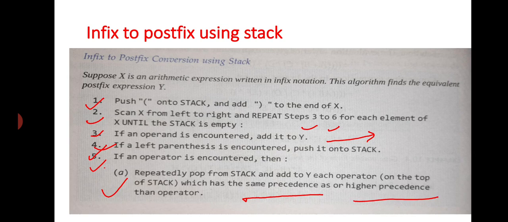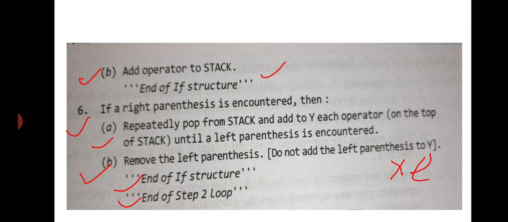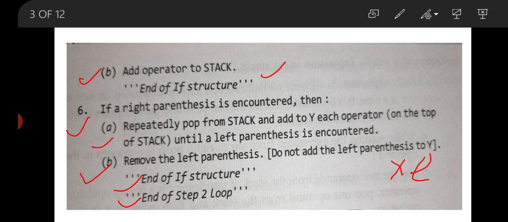And if we talk about 5A, here we can see that repeatedly pop from stack and add to y each operator. That when we get the operator, then we can only pop when the operator is of same precedence or higher precedence. If this condition is false, that means the operator is of different, lower precedence, then we have to add the operator to stack. Then we have to follow step 5B. We have to add operator to stack.